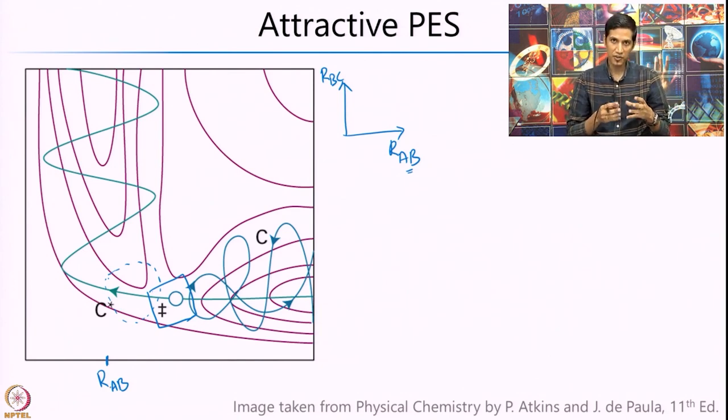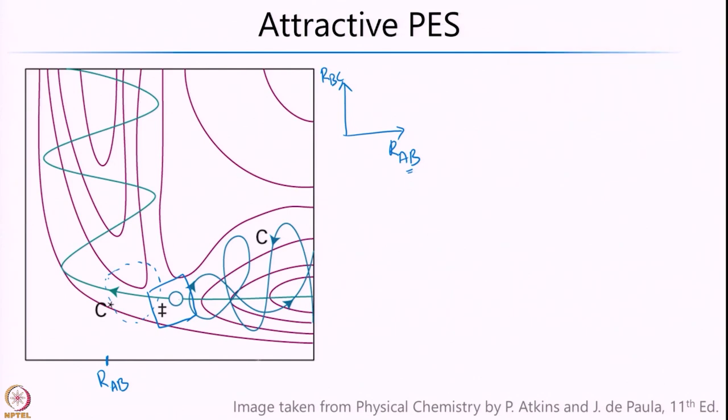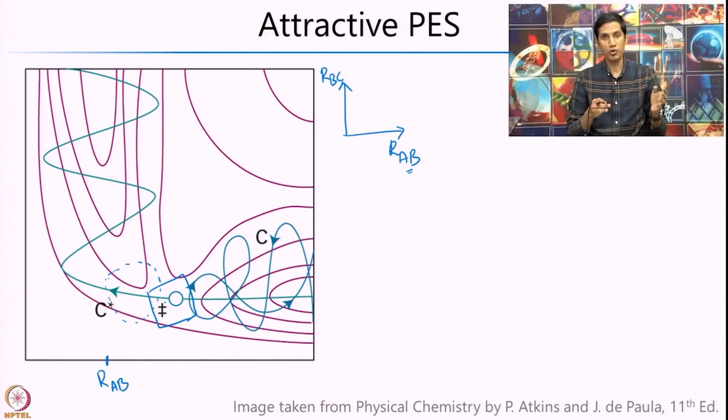The reason we call this attractive and repulsive is that if you now look at this particular position, this is the saddle point, or the highest energy point, and it is now closer to the reactants. That means the position where you cross the highest energy barrier and fall into the product is now much closer to the reactant. That means it's much easier to form the products, because the reactants are easily coming in contact with one another.